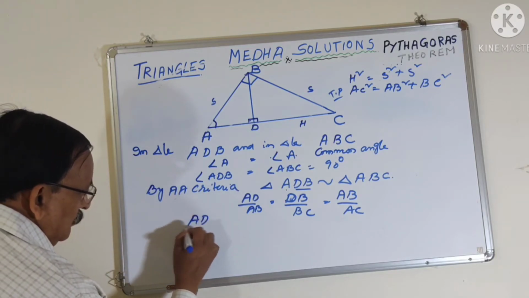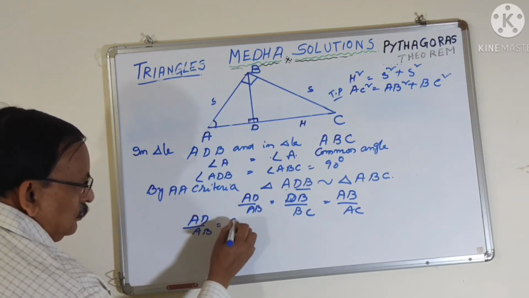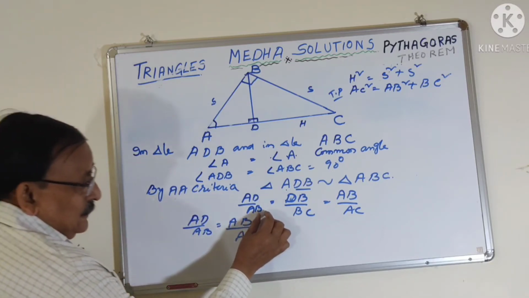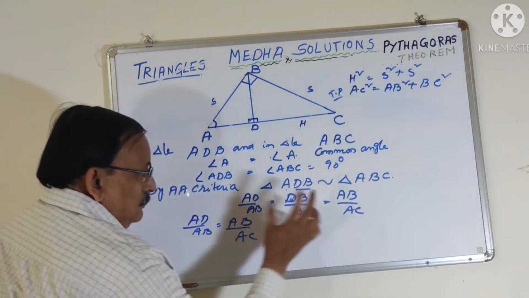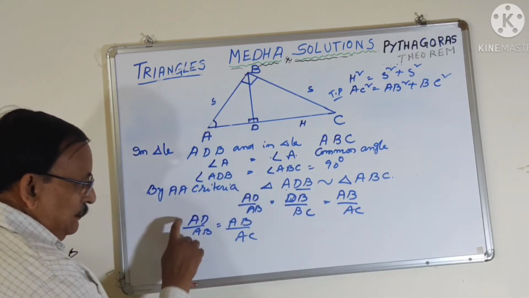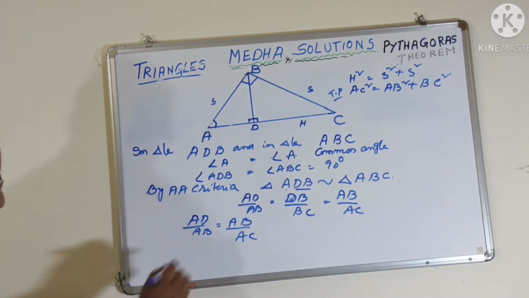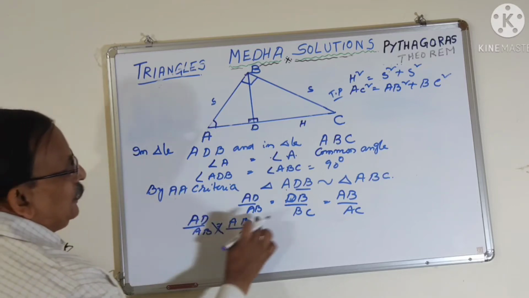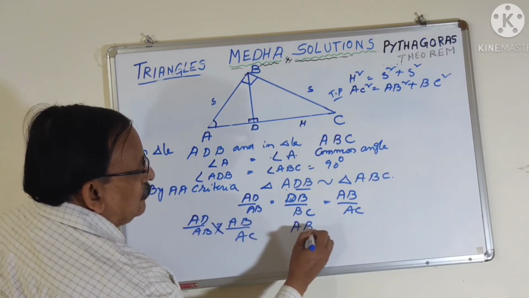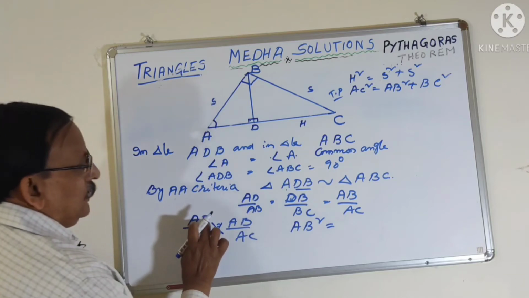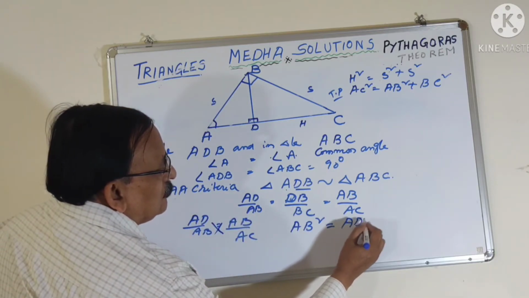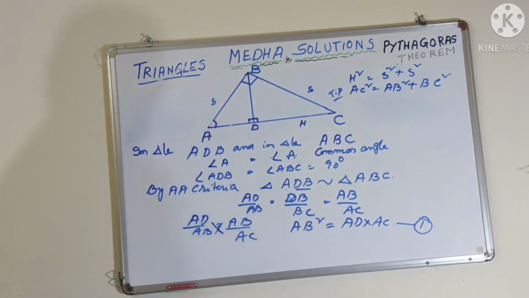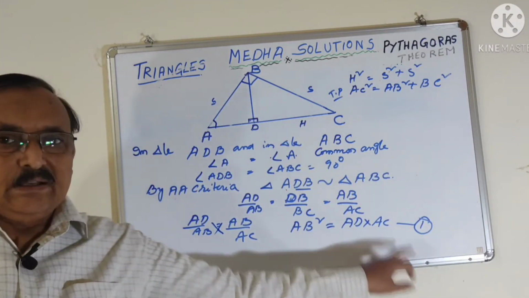AD by AB is equal to AB by AC, because the side which is repeated here and here, those fractions you have to take. AD by AB is equal to AB by AC. Cross multiplication when two fractions are equal. So AB into AB, AB square is equal to AD into AC. This is statement number 1. We got AB square is equal to AD into AC.